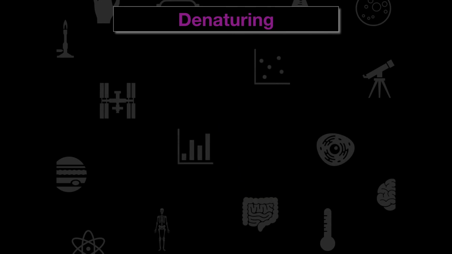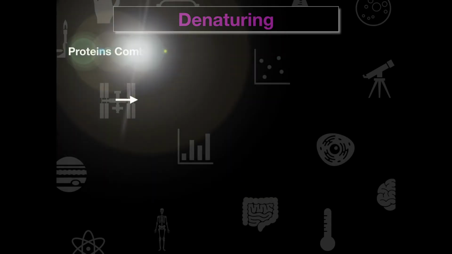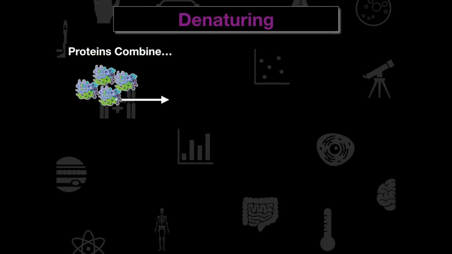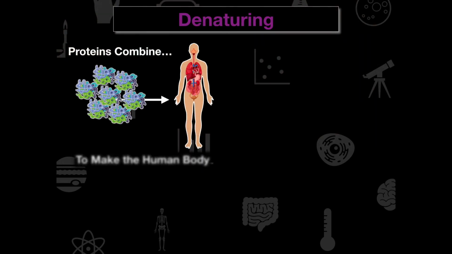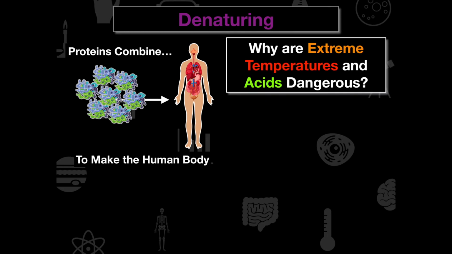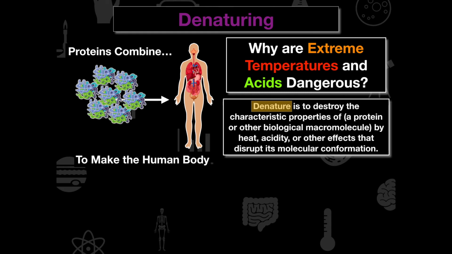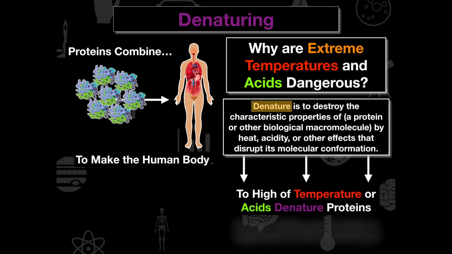So let's go back to denaturing. Remember, enzymes are proteins. Proteins combine and make up our body, and they have important functions in our body. So why are extreme temperatures and acids dangerous? Well, if our entire body and all the solid carbon structure is really made out of these proteins, and specifically when we talk about enzymes, remember, denature is basically destroying those proteins. Those proteins are disintegrating and falling apart. That's going to have really, really negative effects on your body.